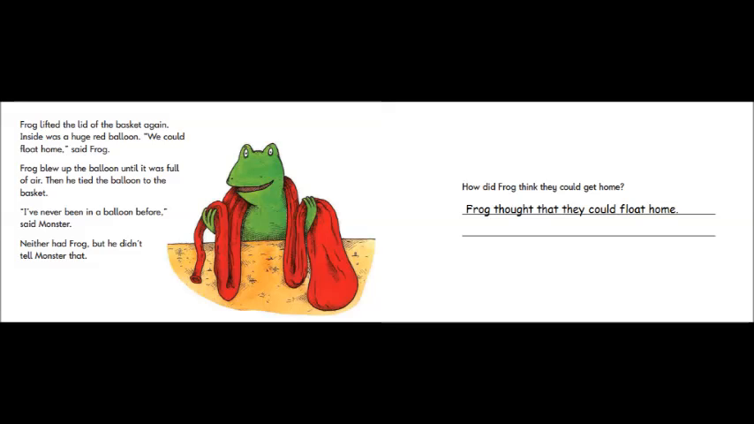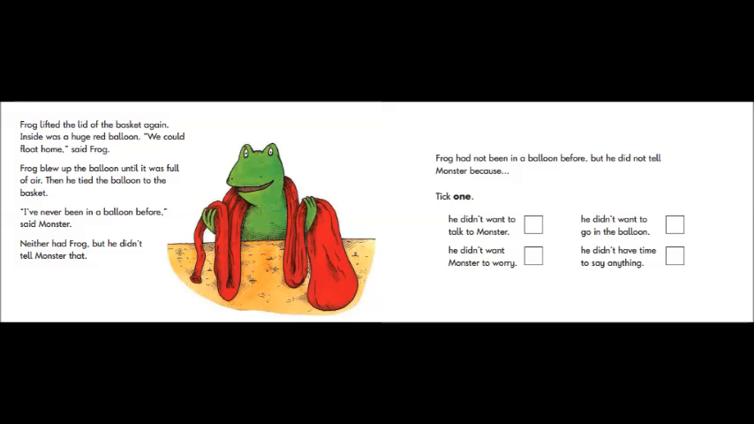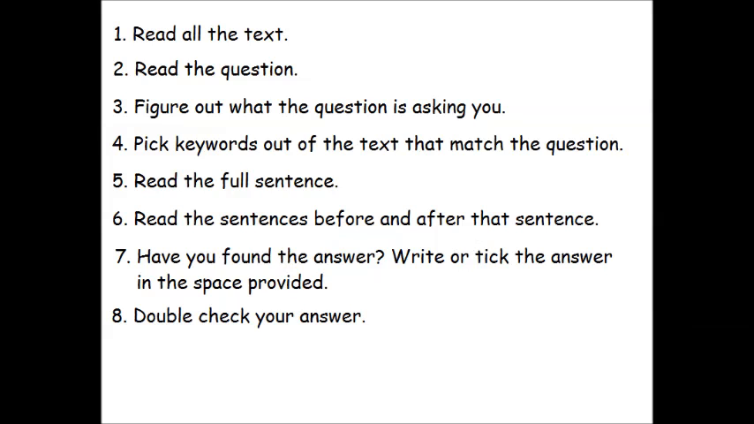The correct answer was that Frog thought that they could float home. Now let's look at the second type of question. Have a go at answering this yourself. The correct answer is, he didn't want Monster to worry. Well done if you got the answer correct. Remember our 8 key steps to ensure you get the correct answer every time.